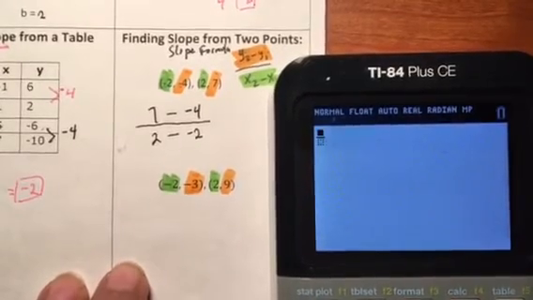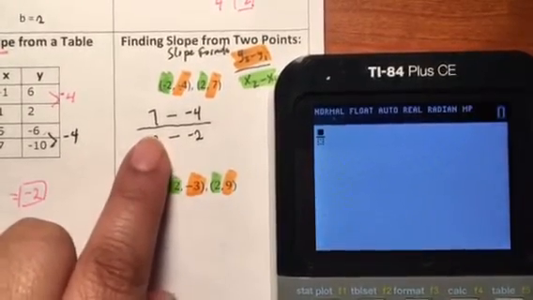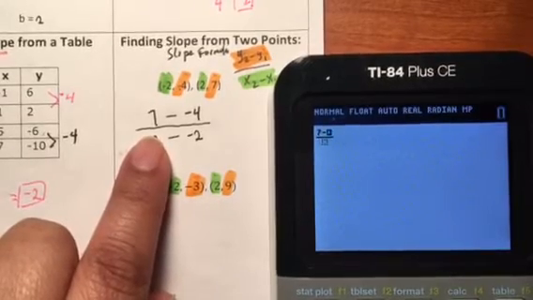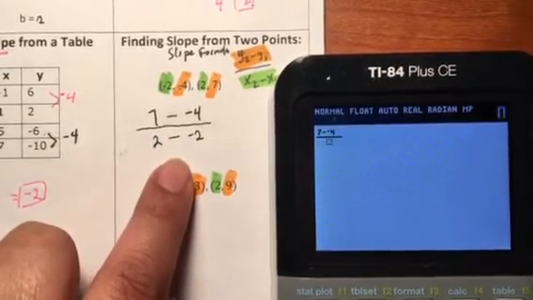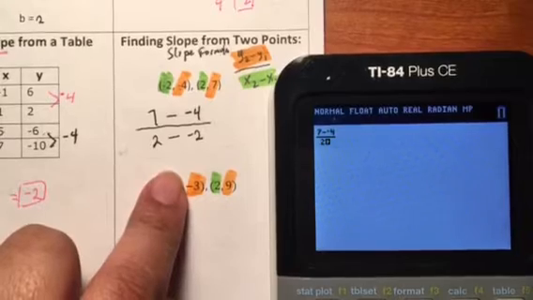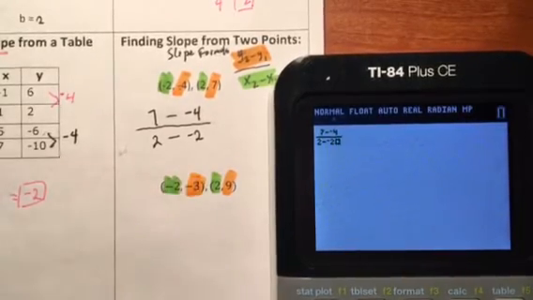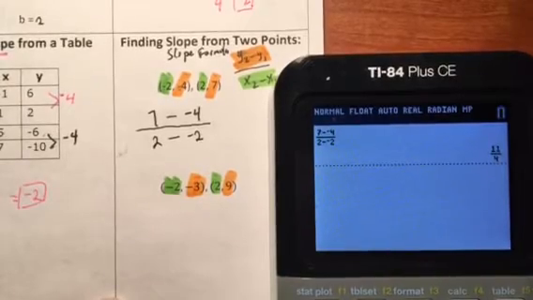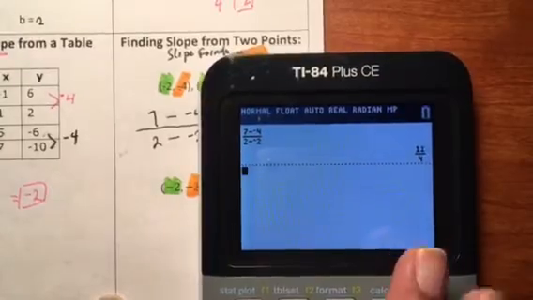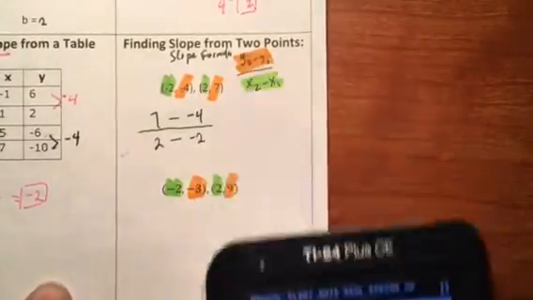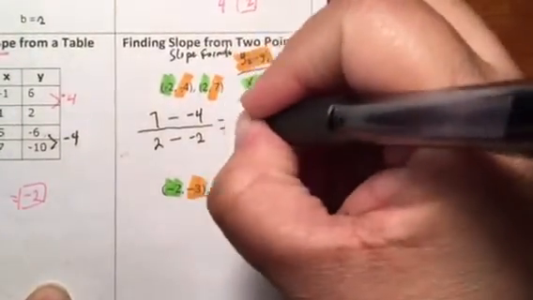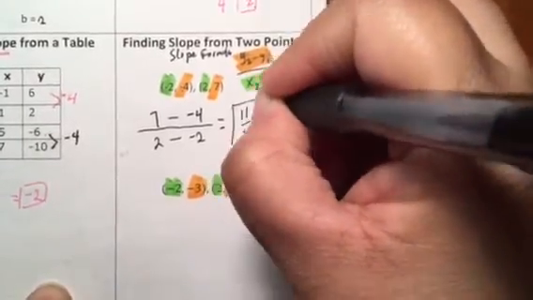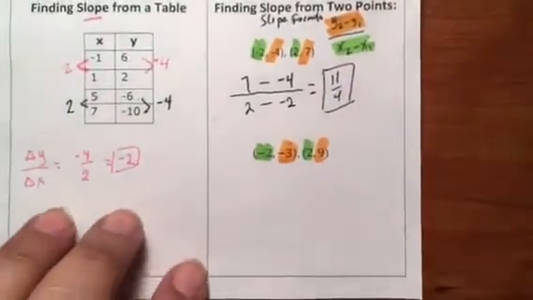Alpha y equals enter. I'm going to type this in exactly the way I see it. And it's going to allow me to enter this in, and it's going to reduce for me if it needs to. So here's my answer. 11/4. So the calculator's done the work for me. So this equals 11/4.